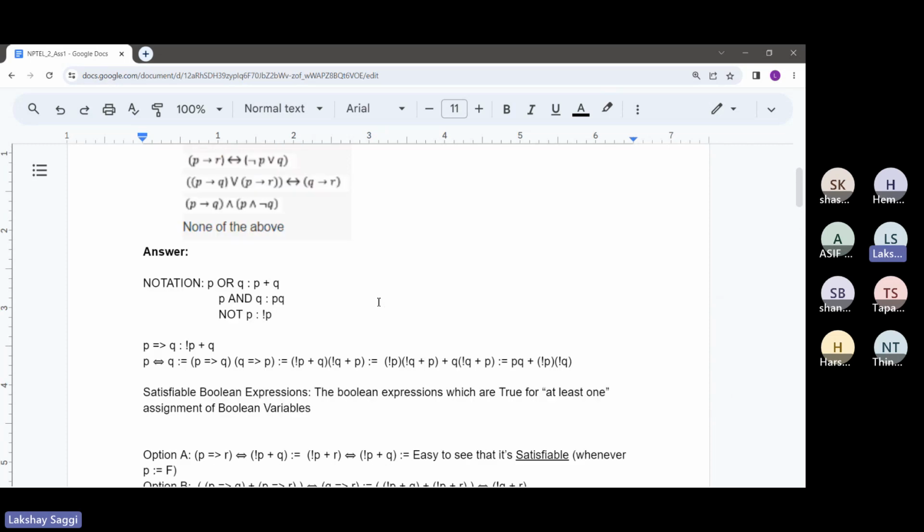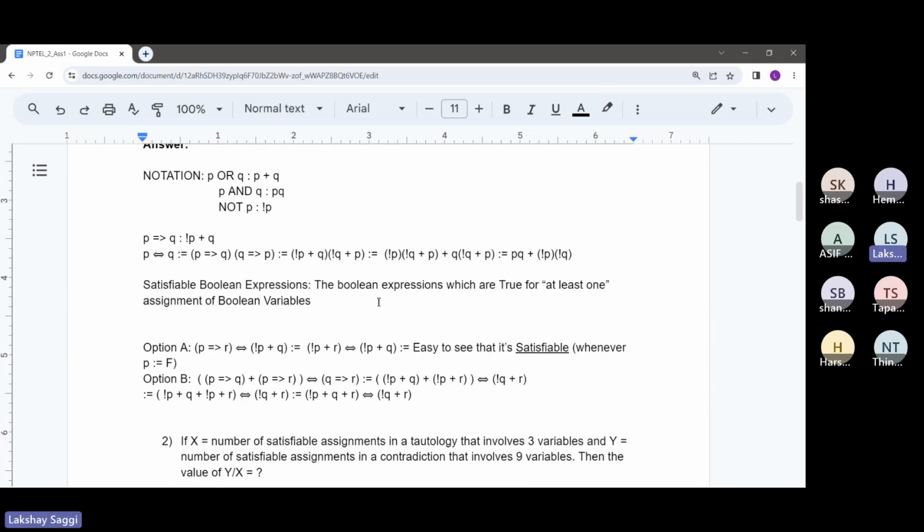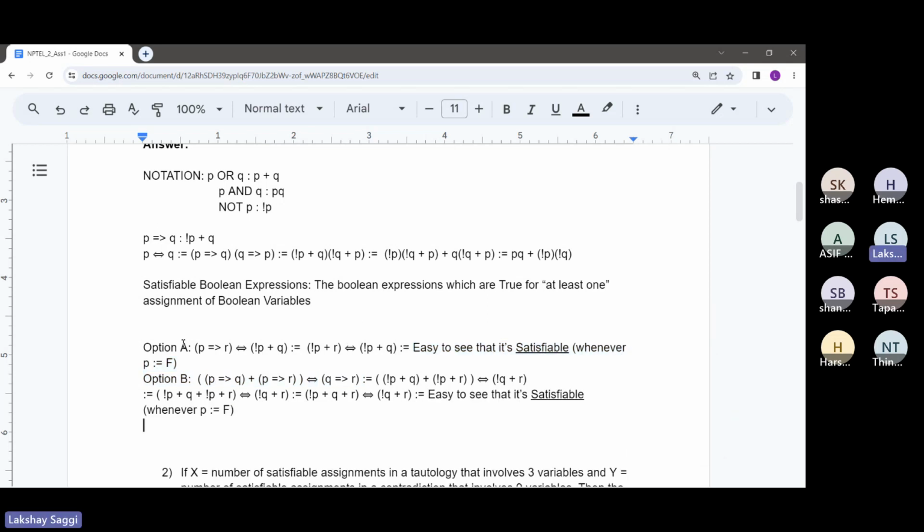I hope I'm making sense. Again, I'll just copy this, it's easy to see that it's satisfiable, and it is satisfiable whenever R is true. I hope the solution made sense to you guys. So now let's come to option C.